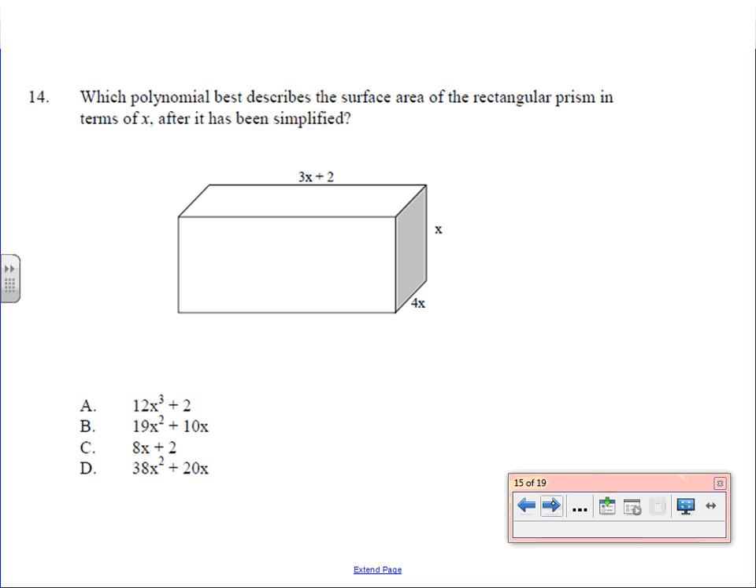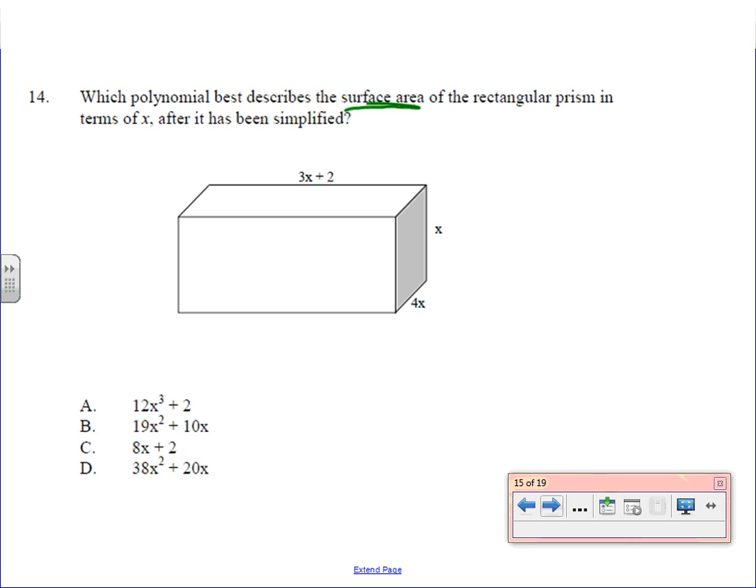Number 14. Which polynomial best describes the surface area of the rectangular prism in terms of x after it has been simplified? This is probably the biggest one we have on here, so make sure you get plenty of room. What we're going to do is find the surface area. What exactly is the surface area? Surface area represents the area of all of the sides of this box. It's kind of like wrapping paper. If we were going to wrap this up in wrapping paper, how much would we need?